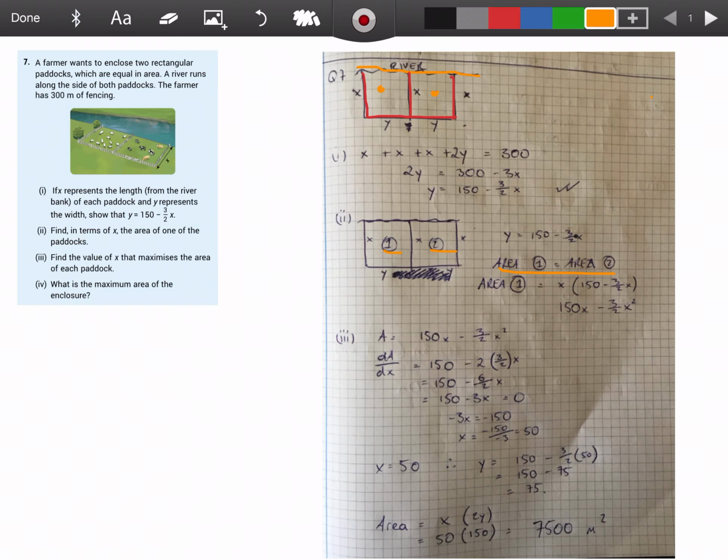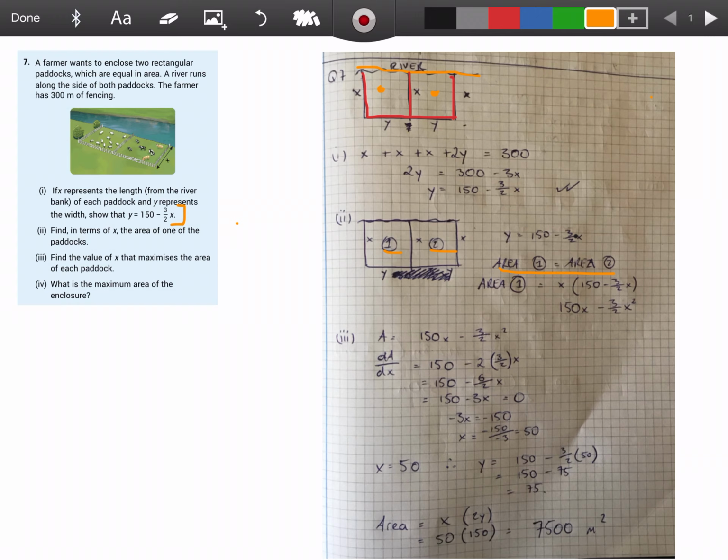First part, it asks if x represents the length from the river and y represents the width, show that y is equal to 150 minus 3 over 2x. Now again, they give you the answer. They tell you what you should get. So if I don't get that, I've made a mistake.